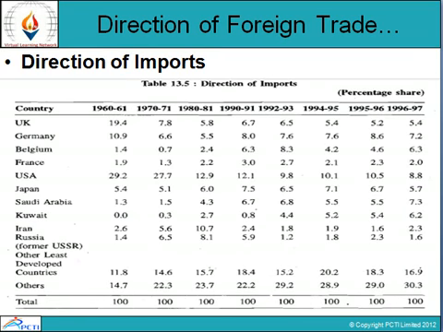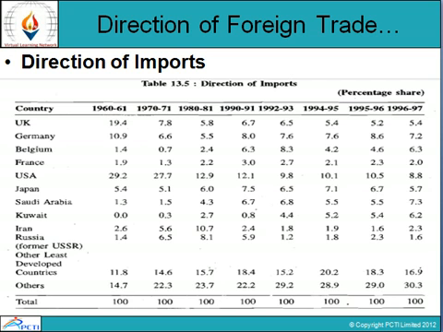Now coming towards the direction of import. The table shows India's import from major destinations. During the year 1960-61, India's major import partner was USA 29.2%, followed by UK 19.4%, Germany 10.9%, Japan 5.4%, Iran 2.6%, France 1.9%, Belgium and Russia 1.4% each, and Saudi Arabia 1.3%.